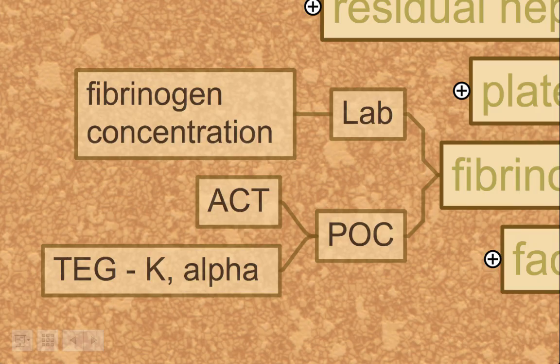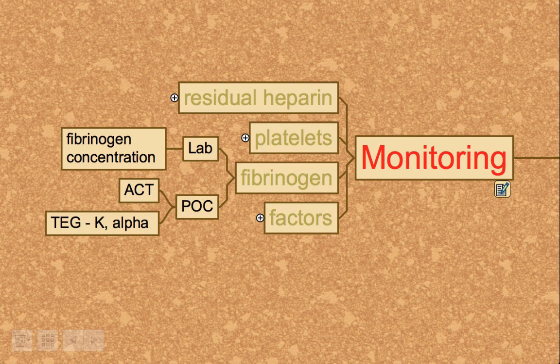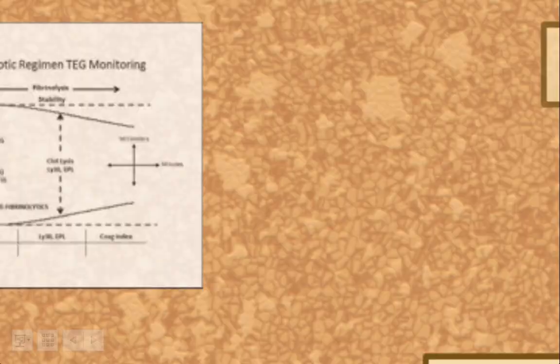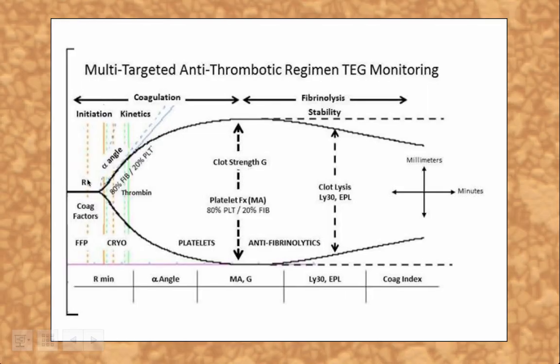To evaluate the contribution of fibrinogen to hemostasis, the lab can provide a fibrinogen concentration. You may also note that your ACT is running a little long, or that the K and alpha angle on the TEG have decreased. Let's identify those variables on the TEG tracing. Right here, at the upswing and downswing, when the straight line bifurcates, that's the alpha angle, and it represents the fibrinogen, 80% fibrinogen.